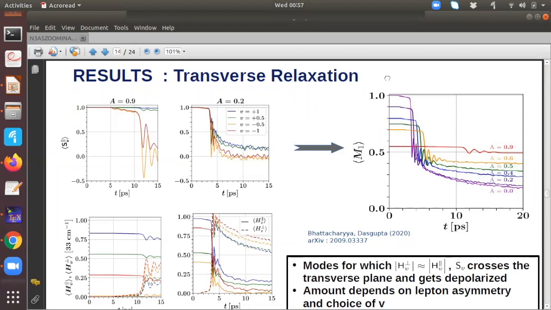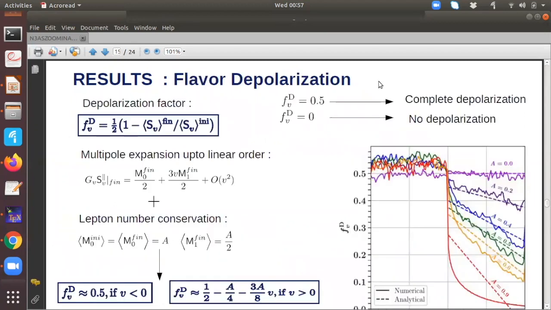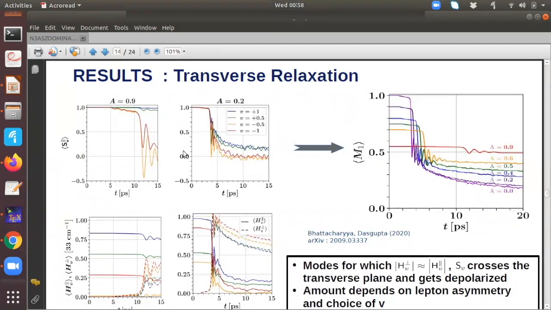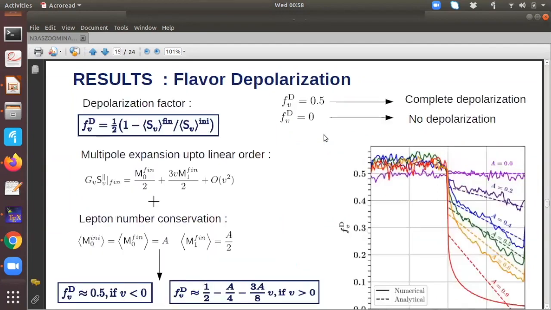So this is one result which determines why there is a shrinking of length, or why there is irreversibility in the system. Due to this transverse relaxation process, one can see the polarization vector parallel component always reaches 0, which indicates there is flavor depolarization in the system, which means that the electron neutrino, antineutrino, and the other flavors become basically of 50% level.